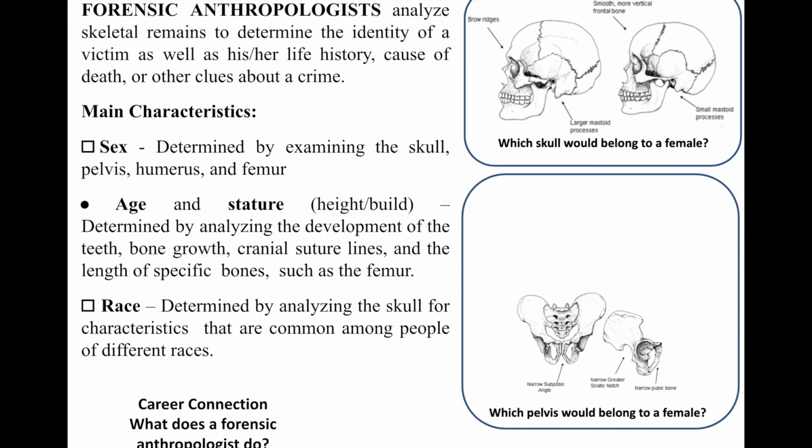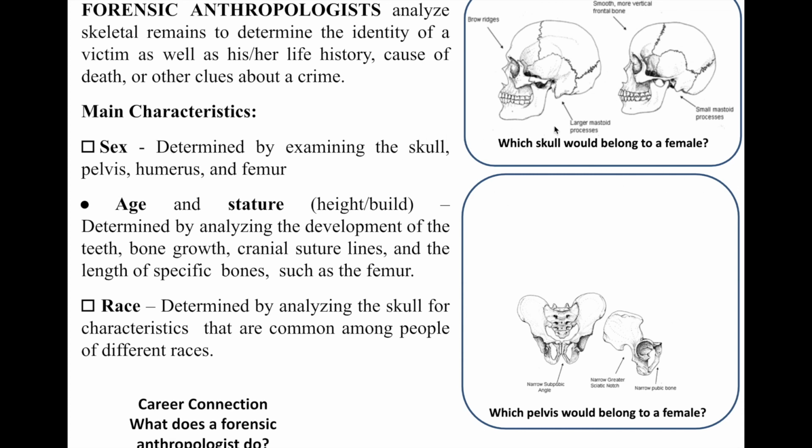The next thing they might be looking for is age or stature, height and build of a person. It can be determined by analyzing the development of the teeth, bone growth, the length of some of the long bones, cranial suture lines, and the length of specific bones, such as the femur. And the last thing here it says is it can also be used to determine race, through an analysis of the skull that has certain characteristics that are common among people of different races.